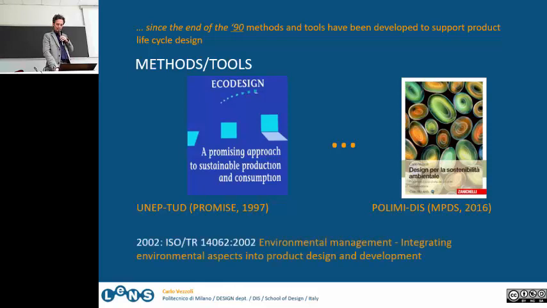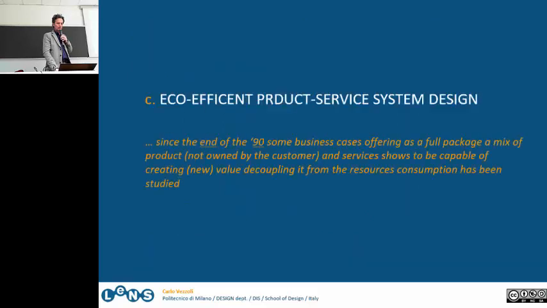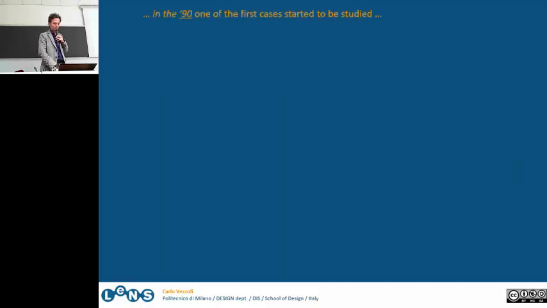There is even an ISO that came out in 2002 that says something about how to integrate environmental aspects in product design and development. And then at the end of the 90s, we started studying eco-efficient product service systems. So not just product, enlarging a bit from product to the mix of products and services that are eco-efficient, at the same time environmentally and economically efficient.